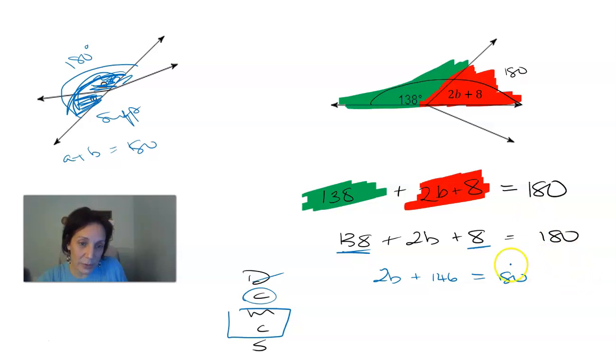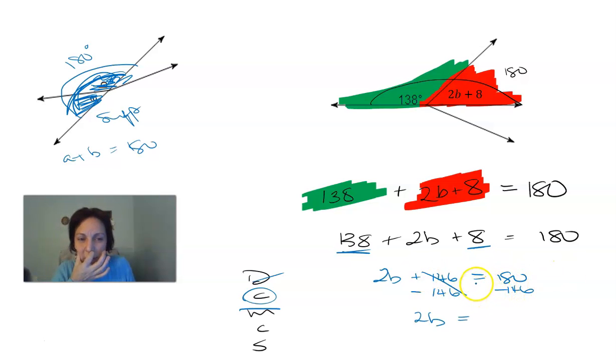I need to move this 146 so that it can be over here on the right hand side with this 180. So I'm going to do my opposite operation. The 146 was being added, so let's subtract it. I don't want to be smug, but I'm on a computer roll here. Okay, over here they cancel. 180 minus 146, so let's see, 180 minus 140 would be 40, and 6 more is 34. That's my mental math answer here. Okay, so 2b is equal to 34.